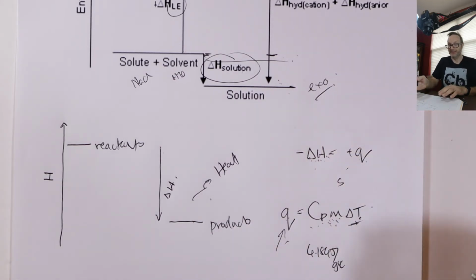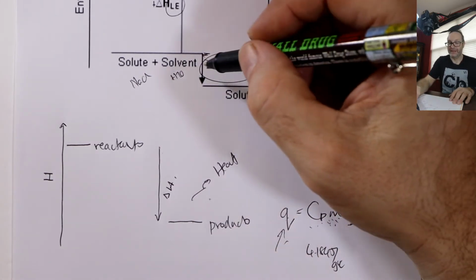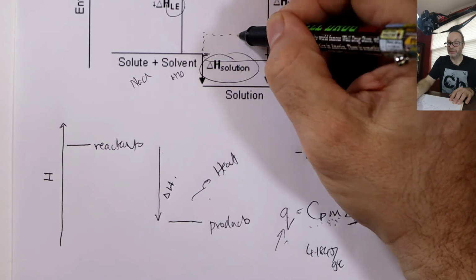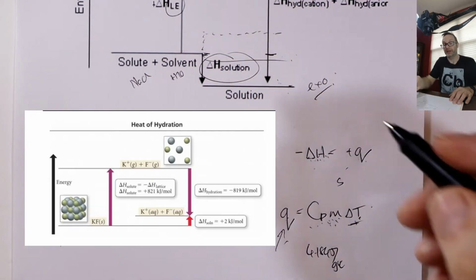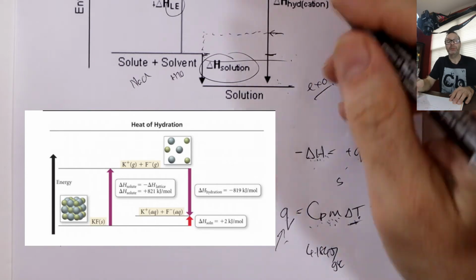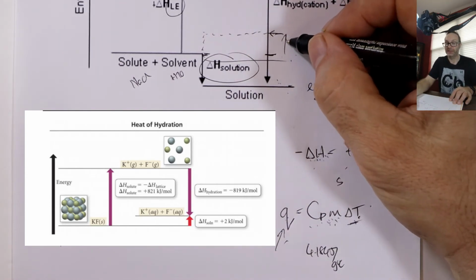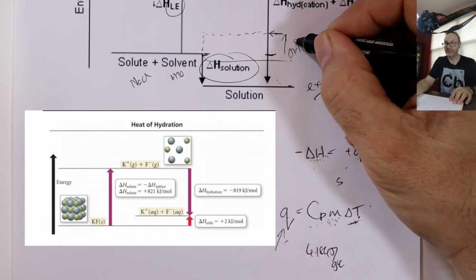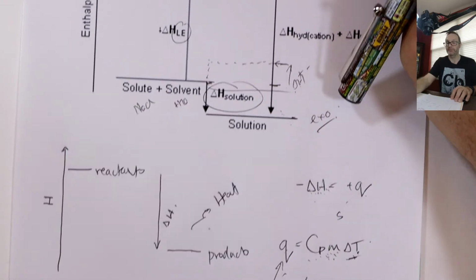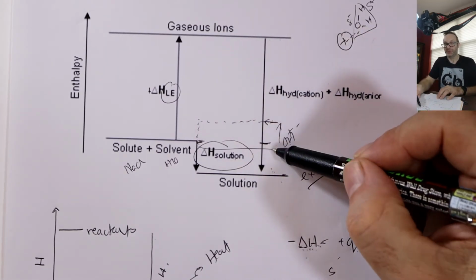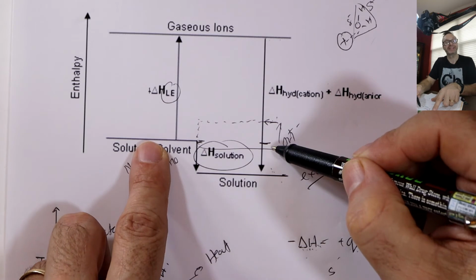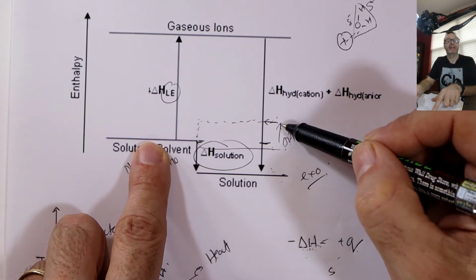You may get a solution, and I'll annotate my diagram, where it doesn't quite get to the bottom, and that was the one from the notes, right? So say it only stops there. That would be an endothermic reaction because delta H is positive in that case, right? Okay, so if it stops short of the break-even line, so to speak, it's going to be endothermic.